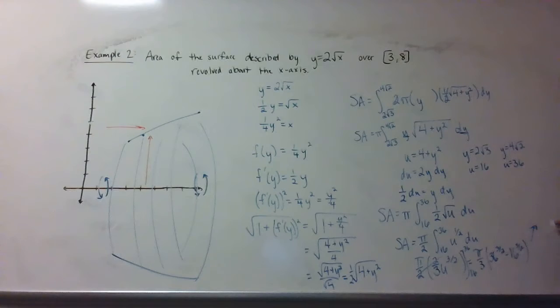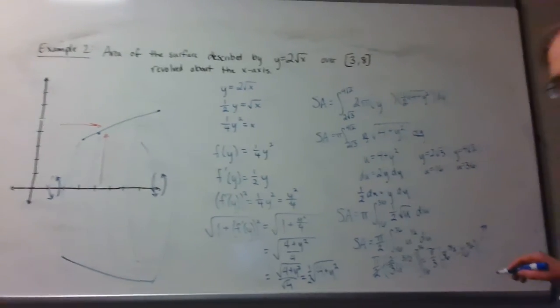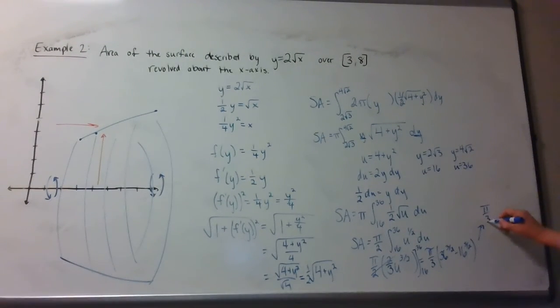I'm going to go ahead and write that down over here. So I'm going to have pi over 3 times 216. And I want to say that 16 to the 3/2 is going to end up being 64. Yeah, 64. All right, so 216 minus 64 gives me 152. So I'm going to have pi over 3 times 152, which is 152 pi over 3.